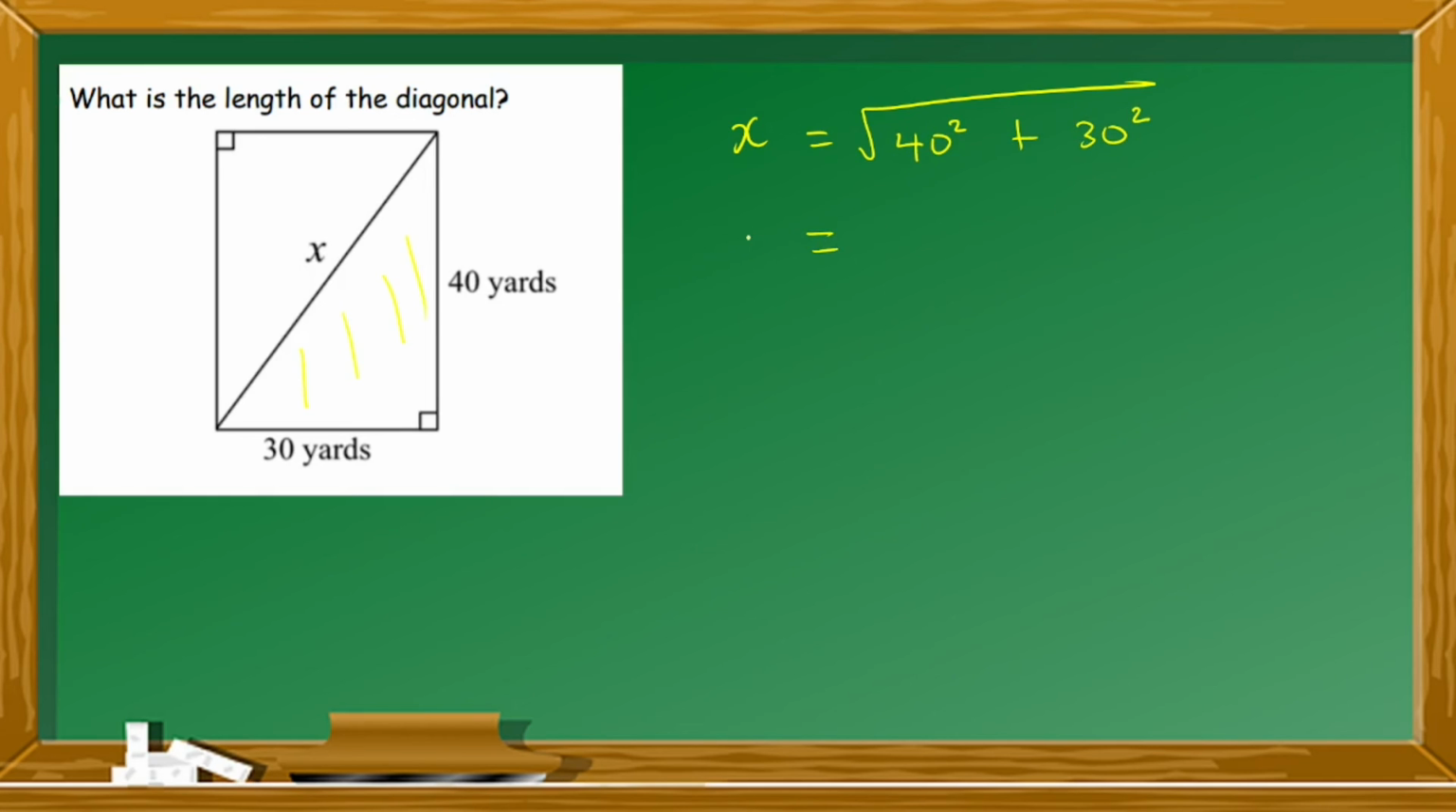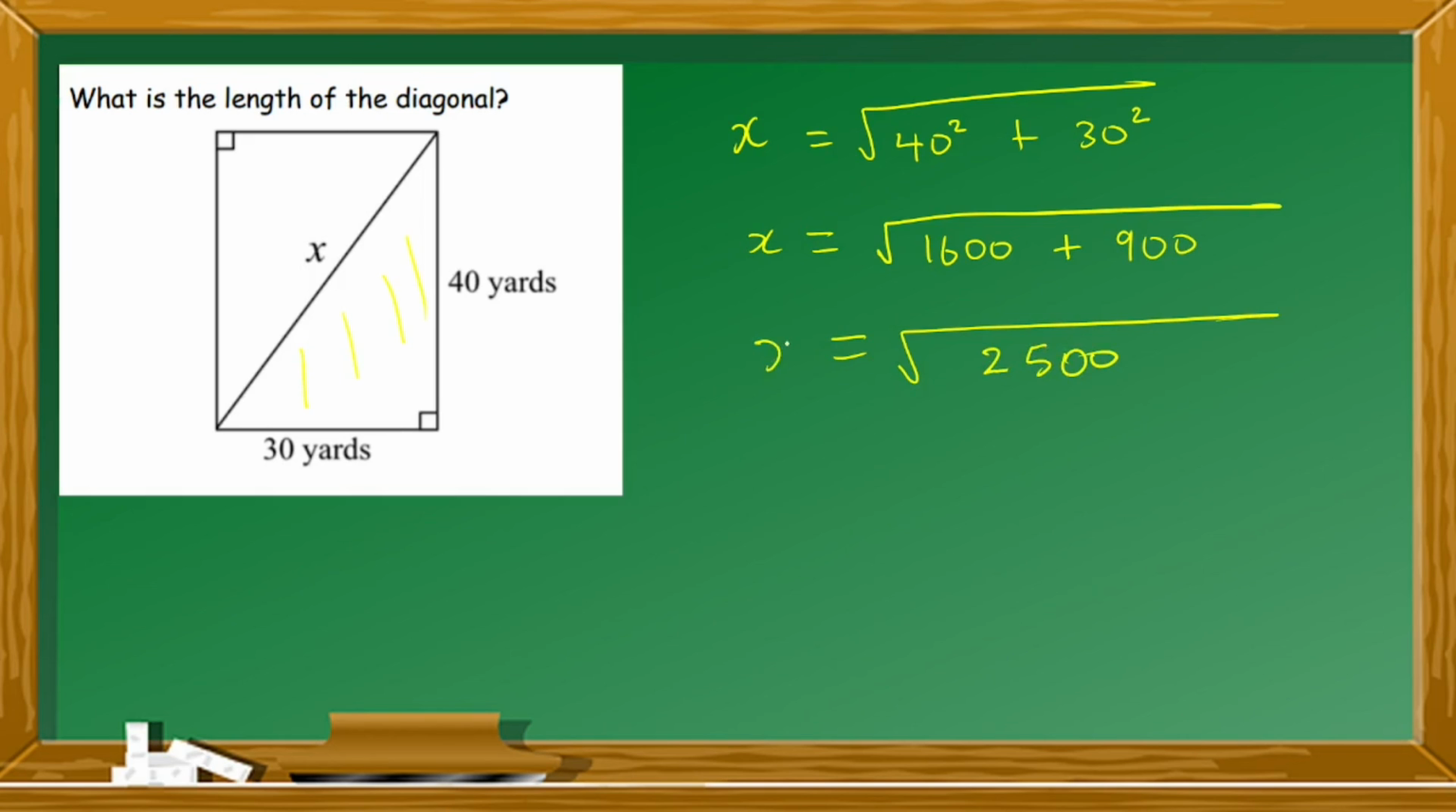We're going to go ahead and simplify. So 40 squared will give us 1,600, and 30 squared will give us 900. The sum of the 1,600 and the 900 will give us 2,500. And when we find the square root of 2,500, we get 50. Therefore, our diagonal, or our hypotenuse, is equal to 50 yards. So always remember to write your units.